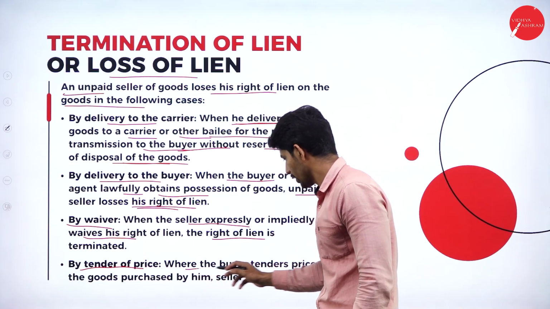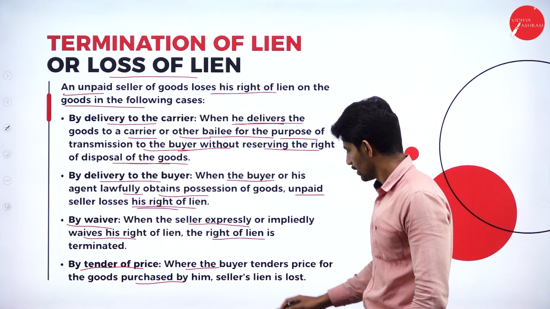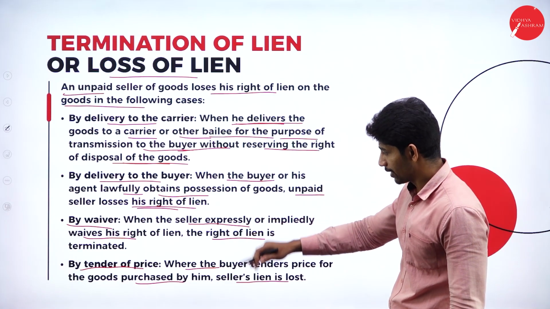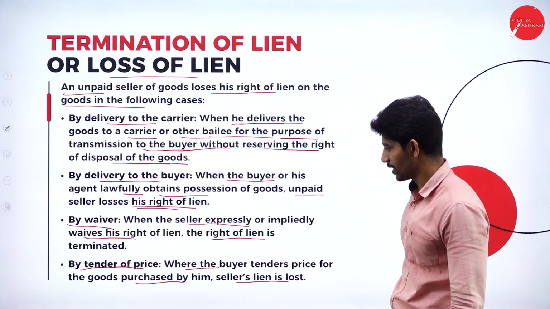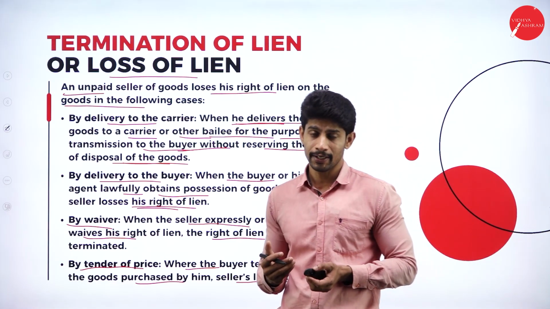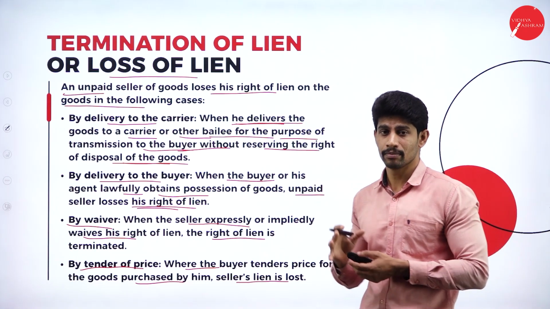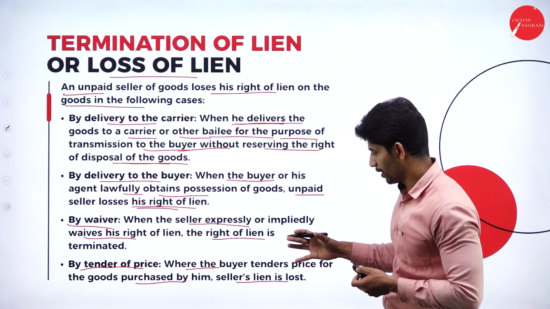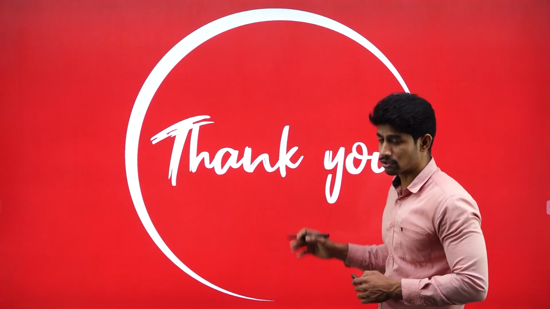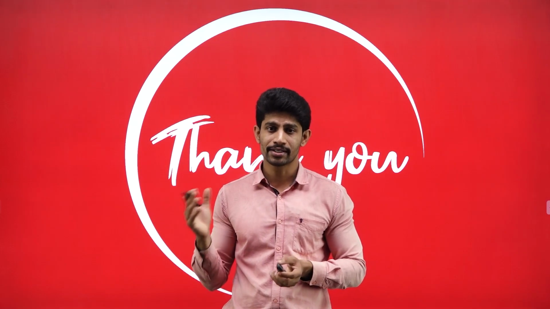Next, by tender of price. That means where the buyer tenders the price for the goods purchased by him, the seller's lien is lost. So when the goods are purchased by the buyer and whatever price is supposed to be paid by the buyer, if he makes the payment, then the seller's lien is lost. In those situations, the seller is going to lose his right against the goods.